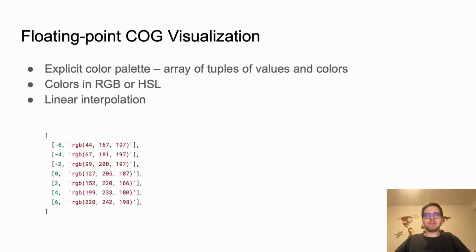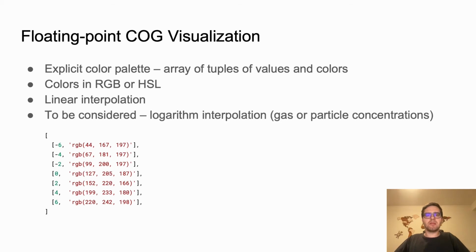For an explicit color palette, the most lightweight format is an array of tuples of values and colors. The values designate breakpoints, and the color is linearly interpolated between the breakpoints. The colors can be in either RGB or HSL color space to allow HSL color interpolation. Further improvements for consideration include a logarithmic scale, which is useful for gas or particle concentrations.